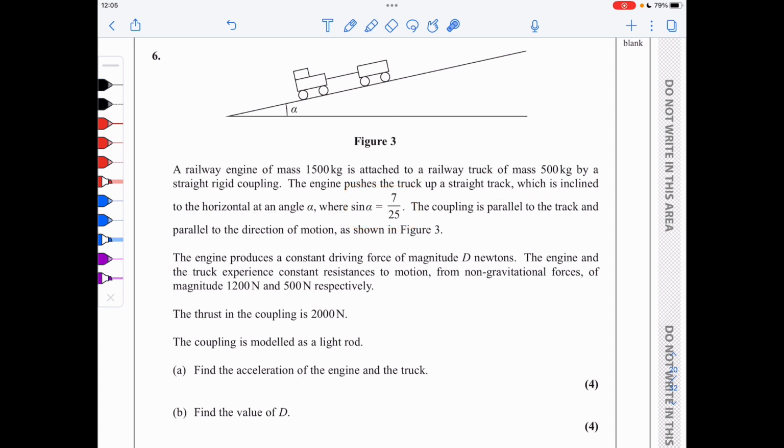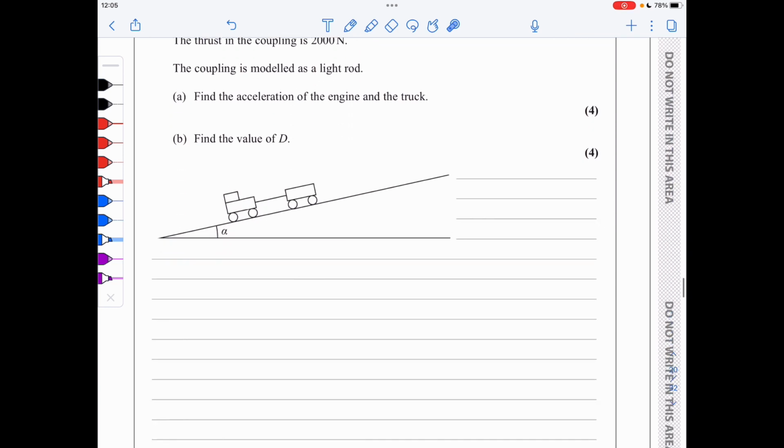Now the engine produces a constant driving force of magnitude D newtons, and the engine and the track experience resistance to motion of 1200 and 500 newtons respectively. Additionally, we are told that the thrust is 2000 newtons, and we need to find the acceleration of the engine and the track. I will start by considering the diagram here, and I will start adding all the forces acting on the track and the engine.